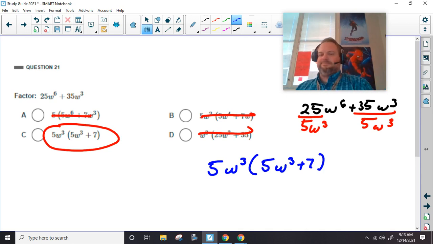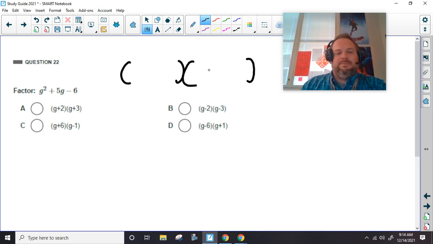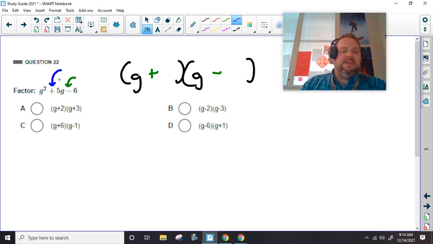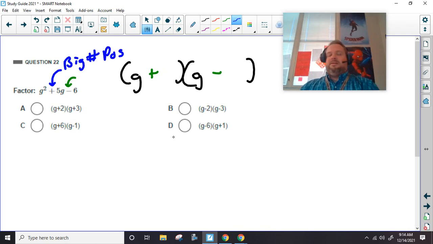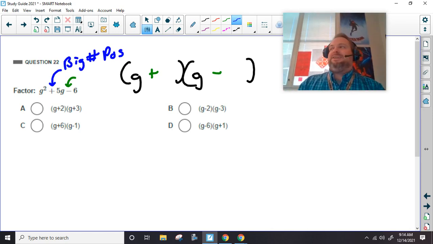All right. So we go to 21. All right, 22. This negative tells us our signs are different. This positive says our big number is positive. So what two numbers, when you multiply them, you get -6, but when you add them you get +5?